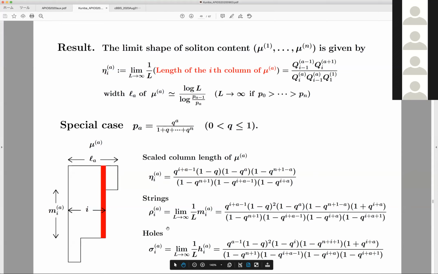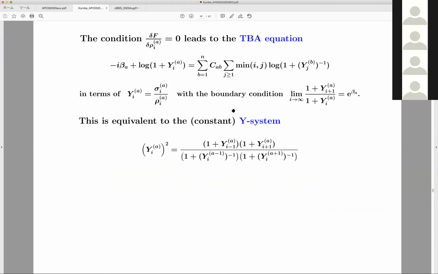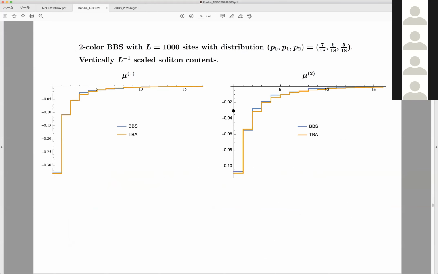The string density, hole density, and scaled column length, and like this. So these are all theoretical calculations or predictions. And you must check it against the simulation by generating these IID BBS states. And let me show you one such check.